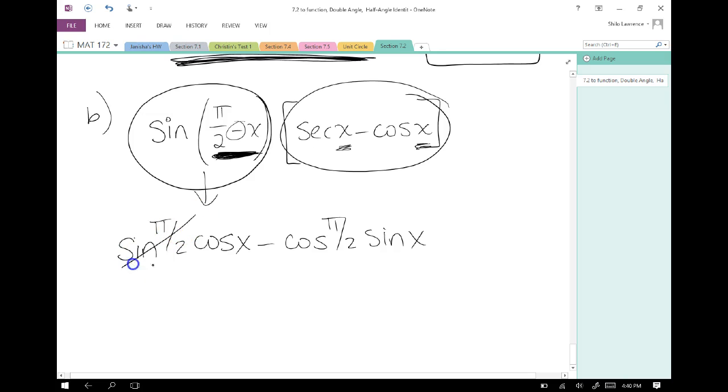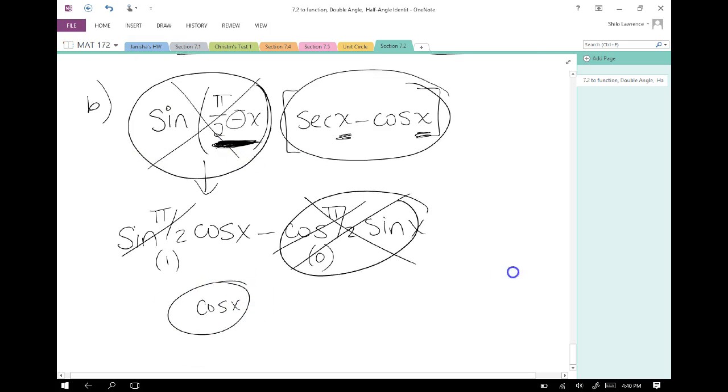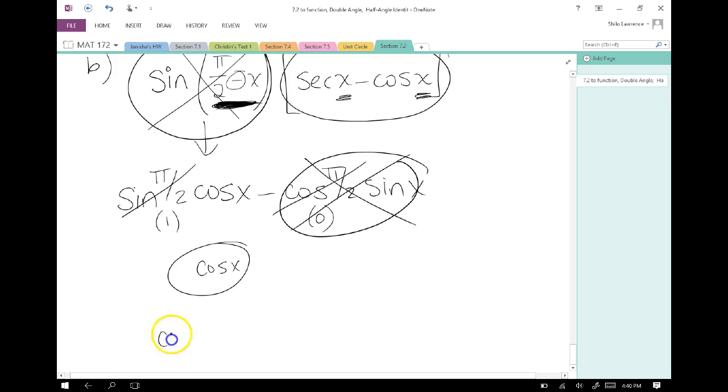Sine of pi over 2 is equal to 1. You can look that up on your unit circle. Cosine of pi over 2 is equal to 0, which means that whole second term is gone, because 0 times anything is 0. 1 times cosine x is just cosine x. This entire front piece just turns into cosine x. So now what I have is cosine x times secant x minus cosine x. Looking better already.